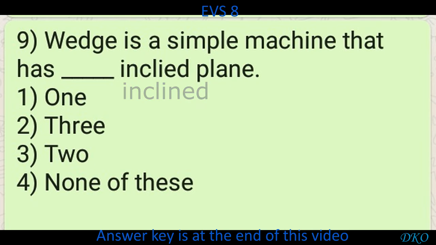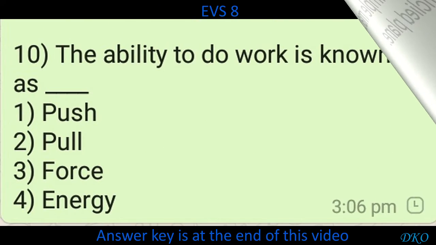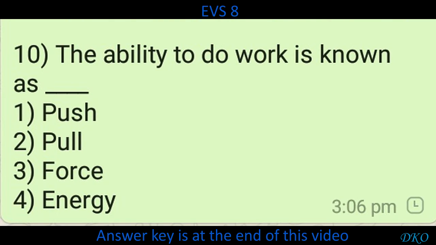Question number 10. The ability to do work is known as. Option number 1 is push, option number 2 is pull, option number 3 is force, and option number 4 is energy.